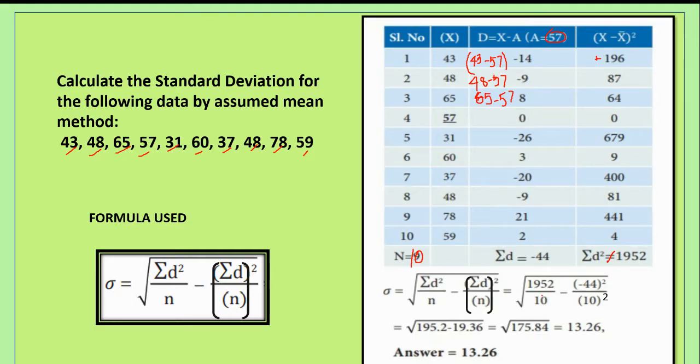In 10 you have only 1 zero. So from the left, leave one number and you keep the decimal. It will be 195.2 minus 44 square. What is 44 square? 44 square is 1936 divided by, what is 10 square?